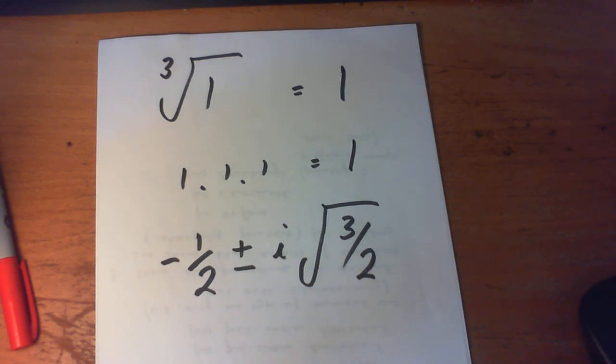So that's in line with what I'm trying to prove. Every number has got 2 square roots. Every number has got 3 cube roots. Every number has got 4 fourth roots, and so on. But I'll just leave it at that.